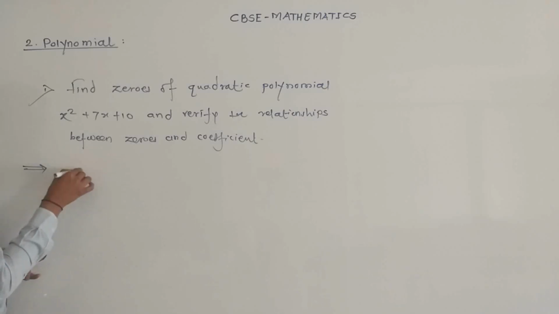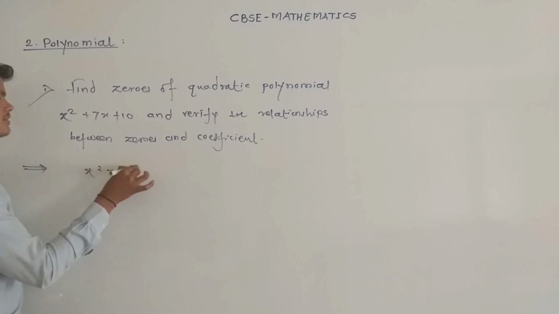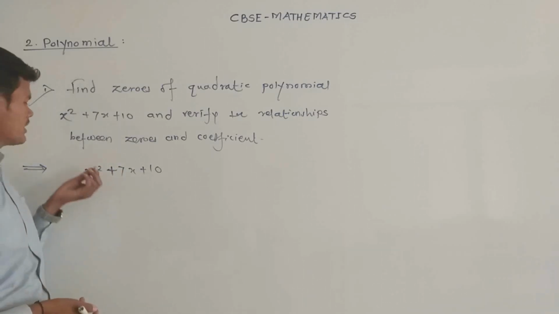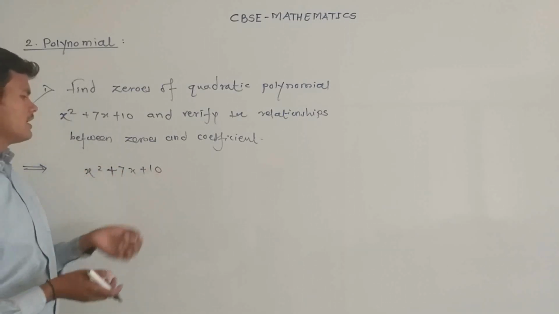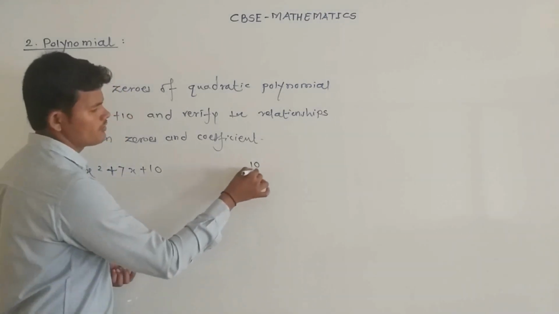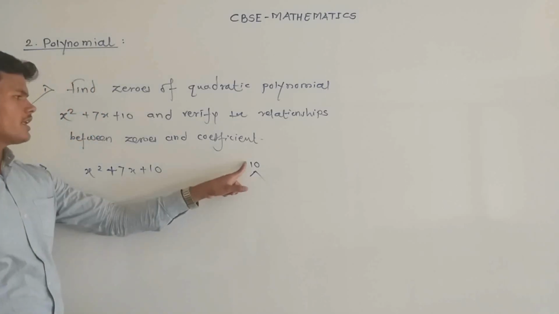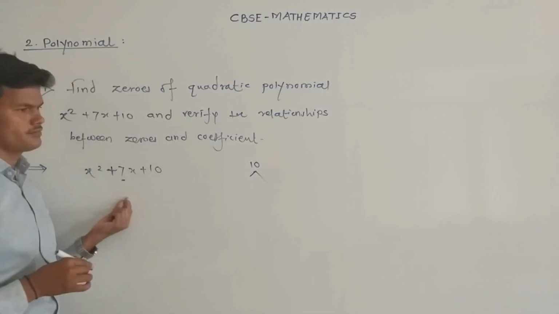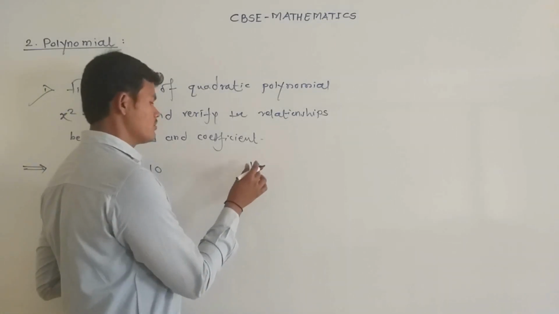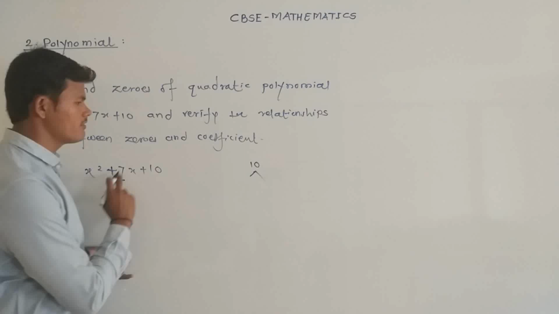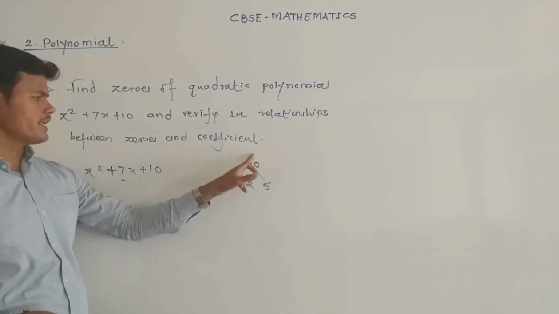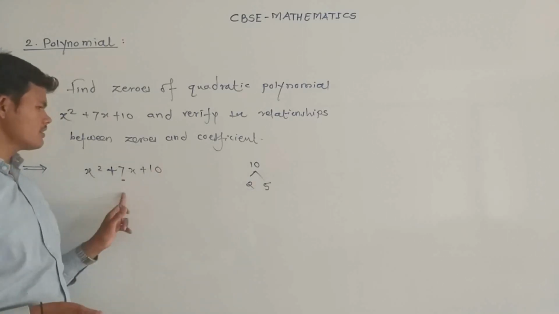So let's start. x square plus 7x plus 10. So how to factorize the quadratic polynomial? For that, first multiply the coefficient of x square and the last term. So we get the multiplication as 10. Now find the factors of 10 whose sum is 7. Find the possible factors of 10 whose multiplication is 10 and sum is 7. So we get 2 multiplied by 5. 2 fives are 10 and the sum, 2 plus 5, is 7.